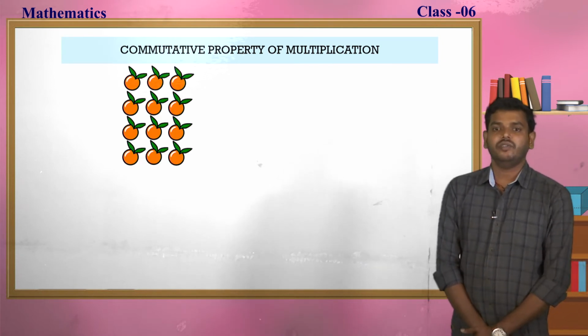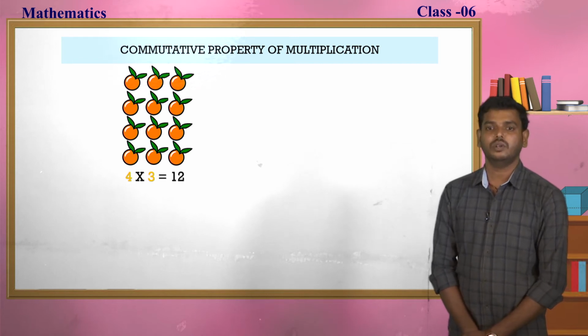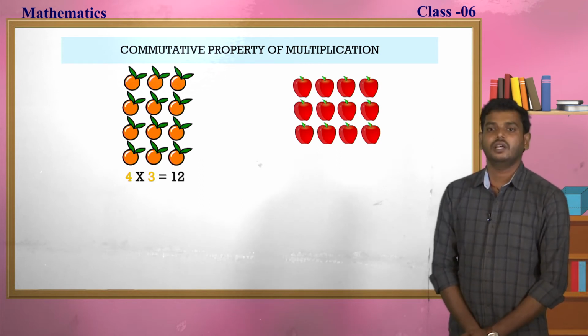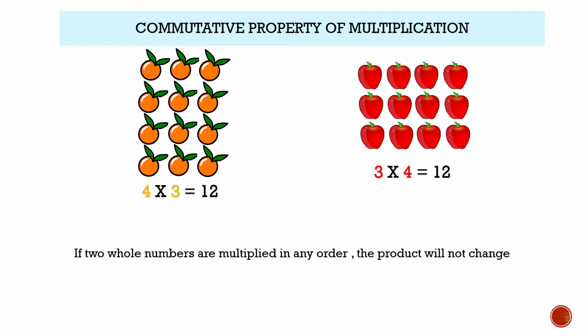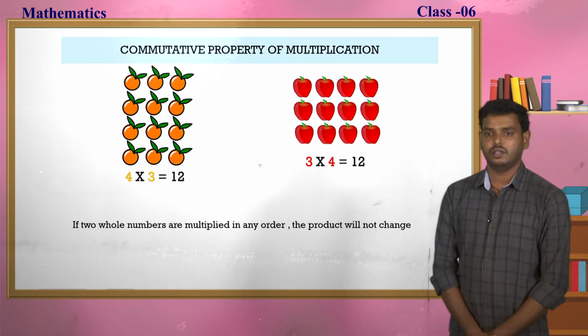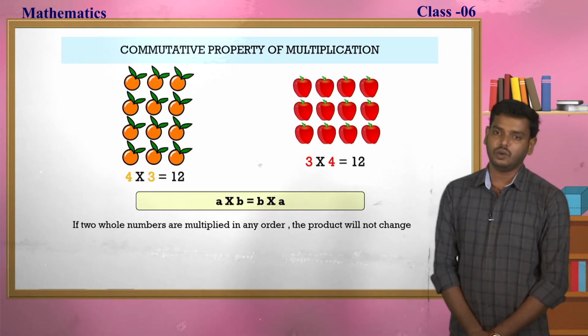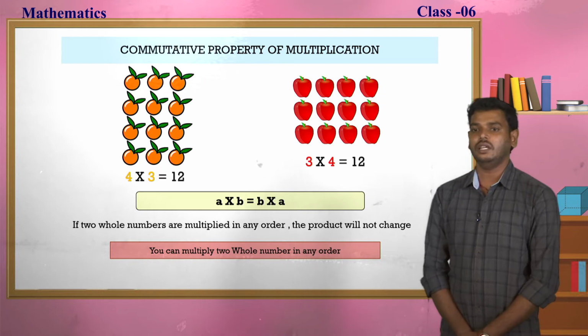Children, see here, here we have a number of oranges. The oranges are arranged in 4 rows and 3 columns. 4 into 3 is equal to 12. Next, here we have a set of apples and they are arranged in such a way that 3 rows with 4 columns, that is 3 into 4 is equal to 12. If two whole numbers are multiplied in any order, the product will not change. Is it correct, children? Here 4 into 3 is equal to 12. 3 into 4 is also equal to 12. Hence, I can say that A into B is equal to B into A, which means you can multiply two whole numbers in any order.